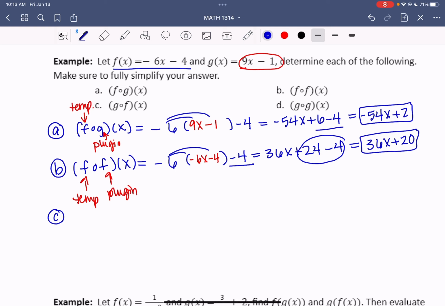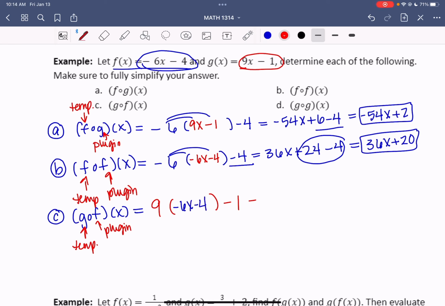Let's look at part C. This is g composed with f of x. And so g is going to be your template. So I'm going to first set up that template of g. So I'm taking the g equation, 9 parentheses minus 1, and I'm going to plug in the second letter I see, which is f, so that's my plug-in. I'm going to plug in my whole f equation, which is negative 6x minus 4.